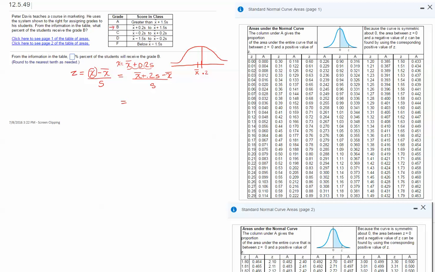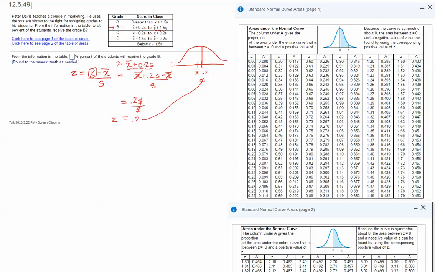If we simplify on top, we can cancel the means because one is positive and one is negative, and that leaves us with 0.2s divided by s. In this step, the s's divide into each other one time, leaving us with just z equals 0.2. You can see that's exactly where I landed on the number line when I moved 0.2 standard deviations to the right. So this actually is the z-score.